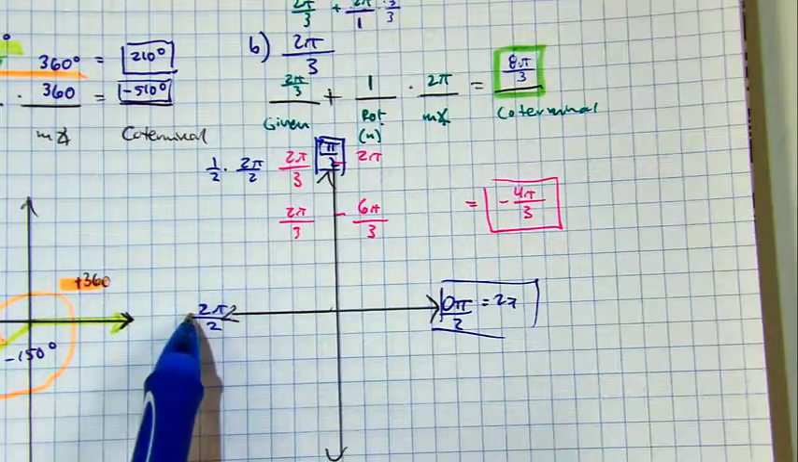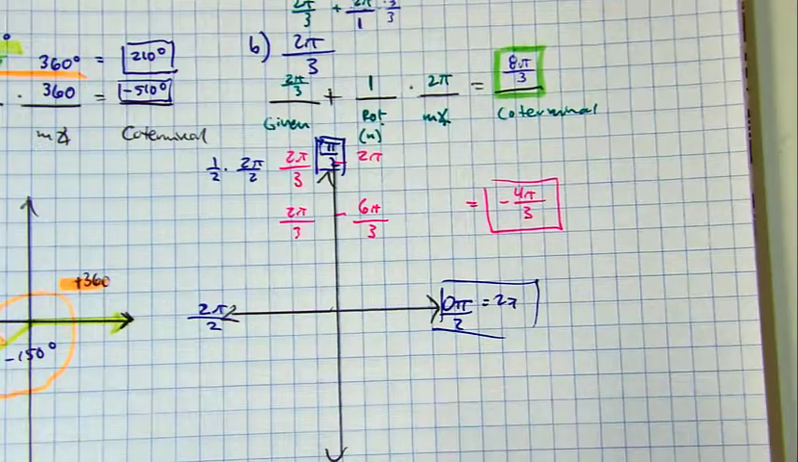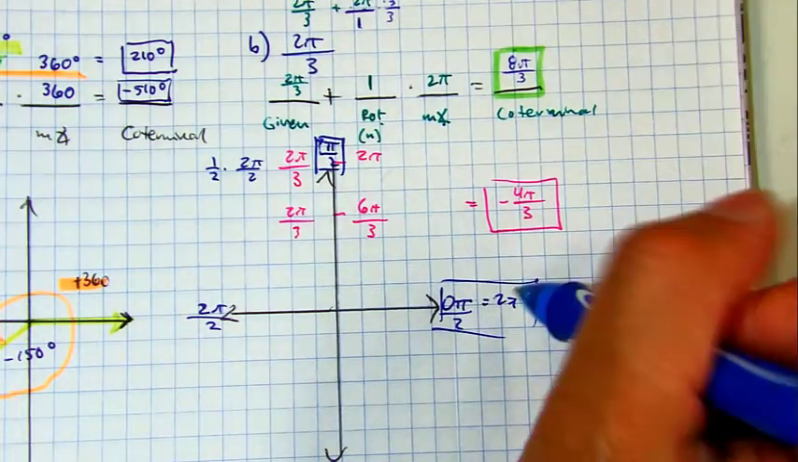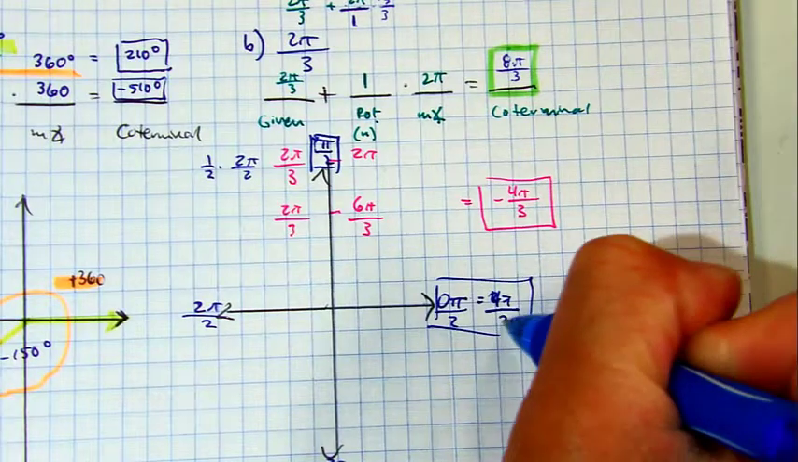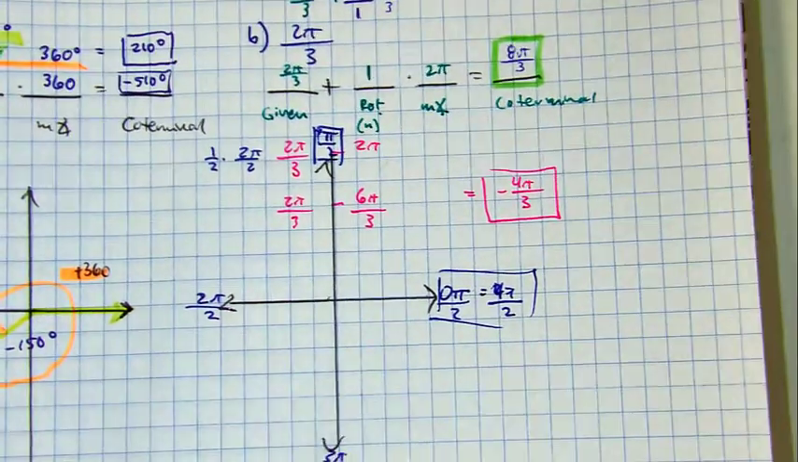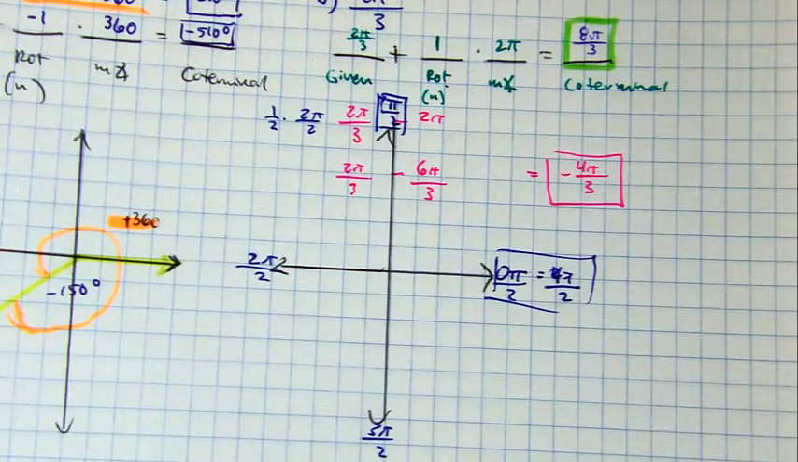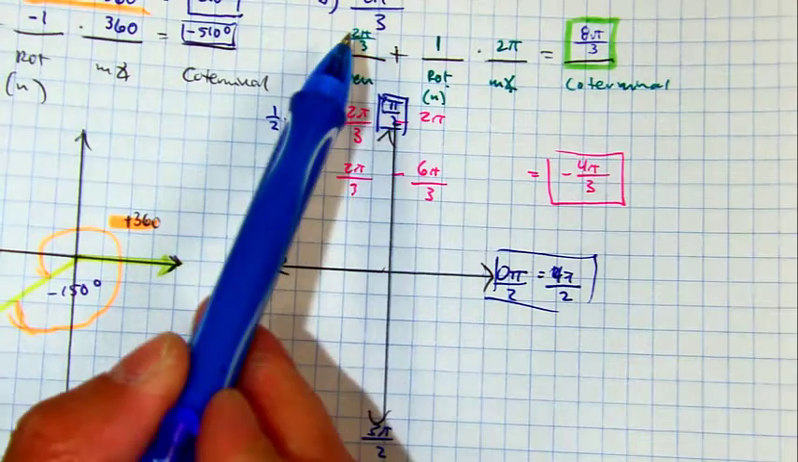What do you think this one's going to be? 3 pi over 2. We're just counting, right? 0, 1, 2, 3, and this one is really 4 pi over 2. Okay? So what I just did there is I found the quadrantal angles in radians. Okay, to give ourselves an idea where 2 pi over 3 is, let's pick a color.